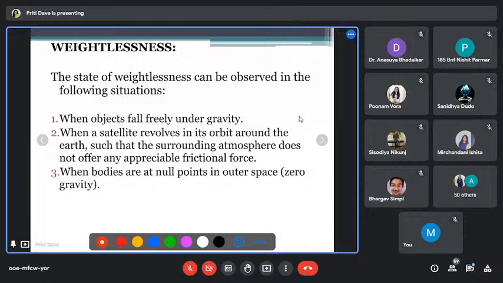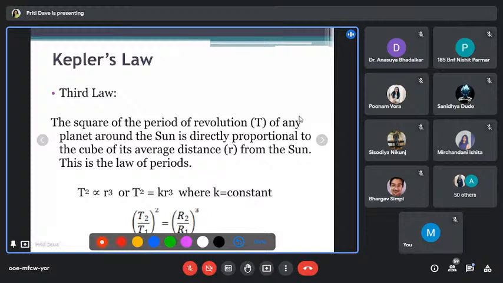Now, this is another. Kepler was the person who gave 3 different laws. But in your syllabus, it's only the 3rd law, and it is the most important law. The first law just talks about how all planets revolve around the sun in an elliptical orbit. That is the first law of Kepler.